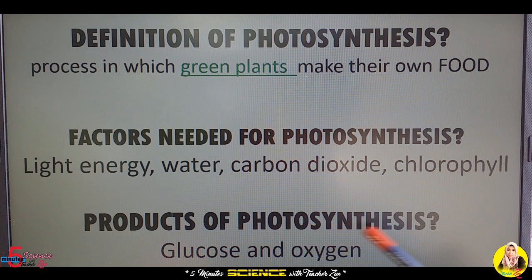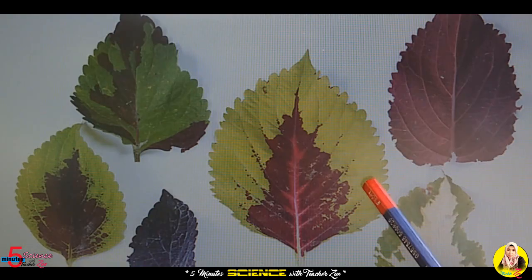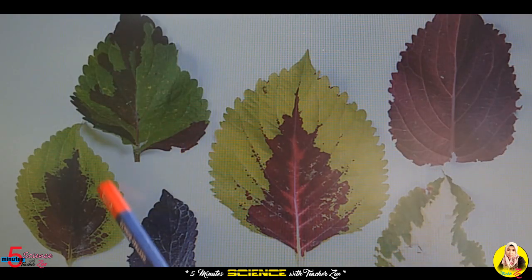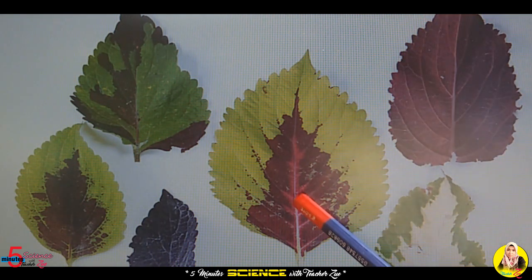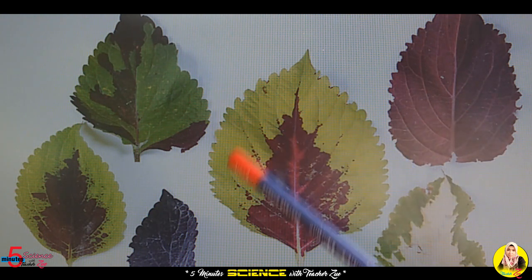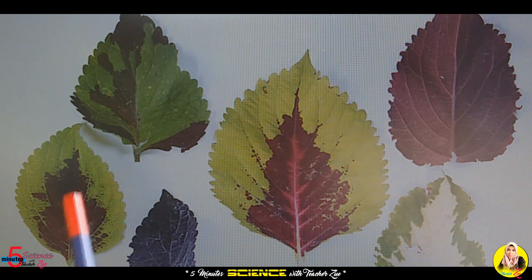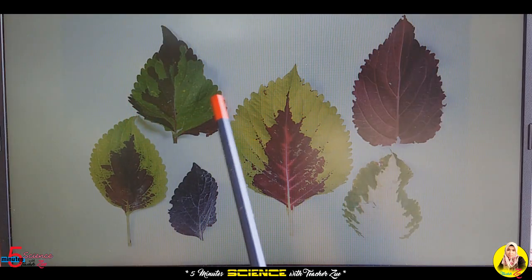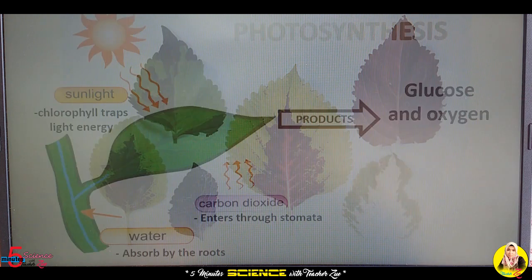What are the products of photosynthesis? Glucose and oxygen. Okay, these are examples of leaves. Certain leaves have green part, like here. But certain leaf, it doesn't have green part, like here and here. So the green parts contain chloroplast. Chloroplast contain chlorophyll. So photosynthesis occur at the place where we can find the chloroplast or chlorophyll.